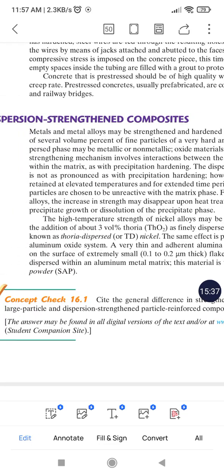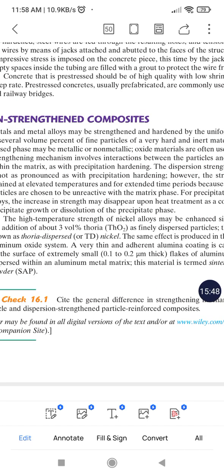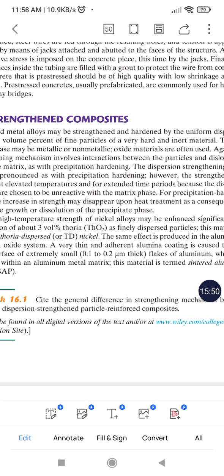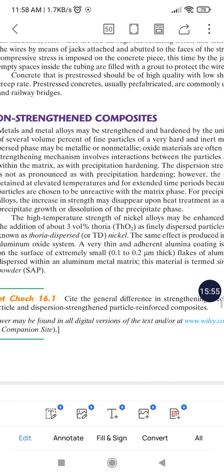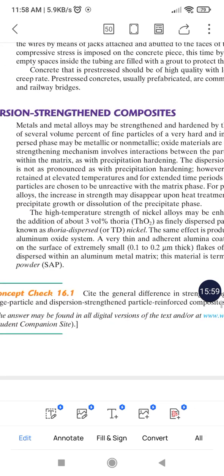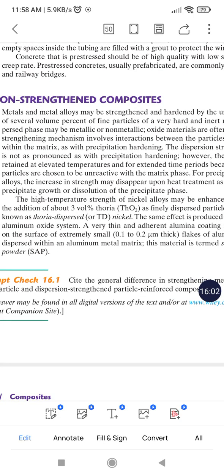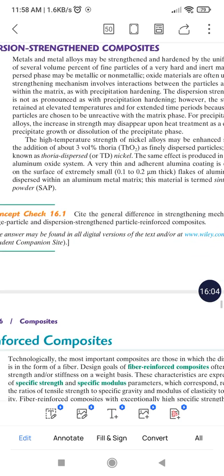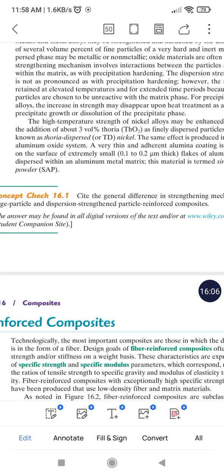In addition, the nickel alloys are combined with 3% volume of thoria. Thorium oxide is called thoria. They are finely dispersed particles. Thoria particles are finely dispersed inside the nickel alloy material, and that is an example of dispersion strengthened composites. You should remember at least one example. The size you should also remember is 0.1 micrometer to 0.01 micrometer.